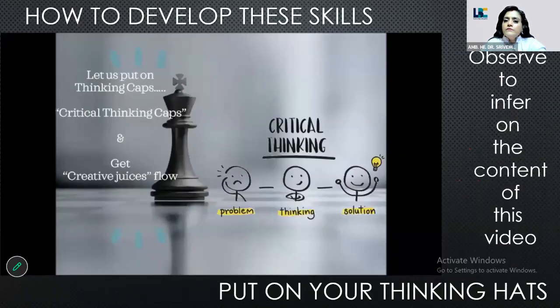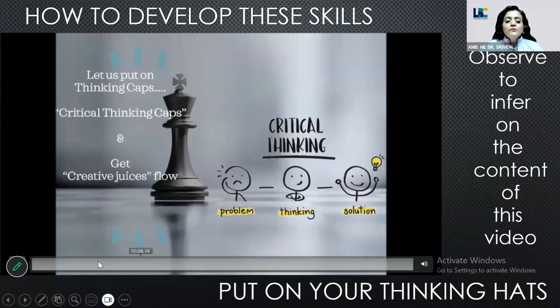So how do we develop these skills? If these are the skills to be developed, what can we do? Put on the thinking caps according to the different situations. Now, this is a test of your ability. For the video I'm going to play now, observe and infer the content of the video. How fast you are able to observe, how far you are able to register, and how far you are able to give it back, that's what we are going to see.